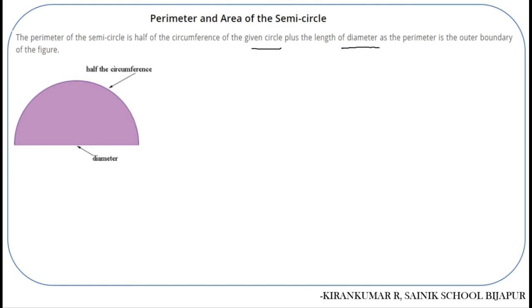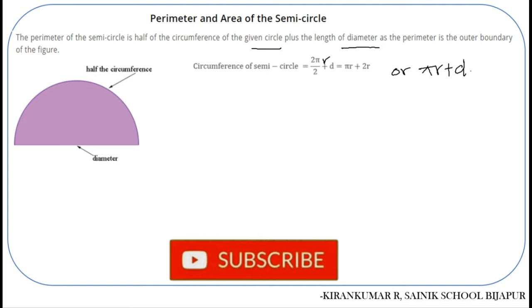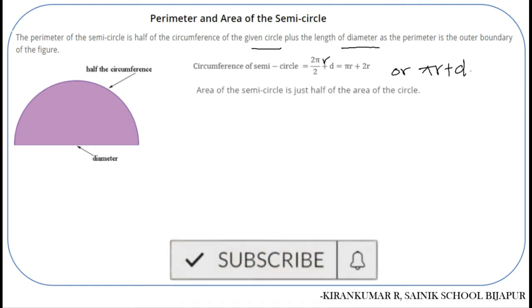So circumference of semicircle is 2 pi r upon 2 plus d. So we get pi r plus 2r, or pi r plus d. And the area enclosed is exactly half of the circle. So area enclosed is pi r square by 2.